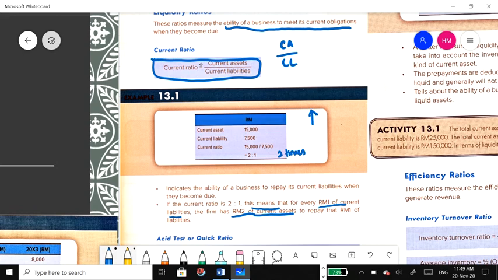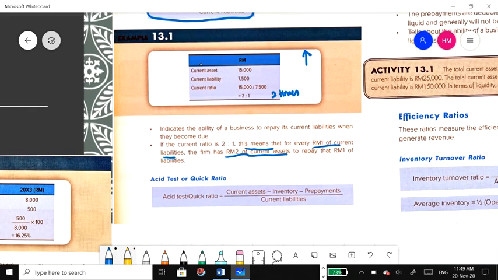So now kita pergi pada acid test or quick ratio. Untuk formula acid test or quick ratio ni, membezakan dia ialah inventory dan juga prepayment. You can tolak. Kalau current ratio, current asset bagi dengan current liability. Untuk acid test or quick ratio, you current asset tu you tolak dengan inventory dan juga tolak dengan prepayment. Why? Because inventory and prepayment is the least liquidity asset. Maksudnya, susah untuk you convertkan dia kepada duit.